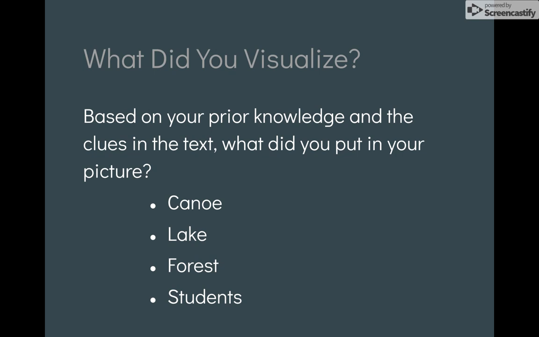So what did you visualize? Based on what you know, your prior knowledge, and what it said in the text, do you have these things in your picture? A canoe, a lake, a forest? Did you draw students?